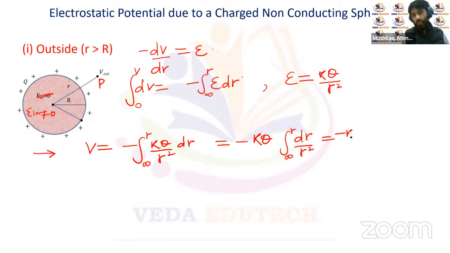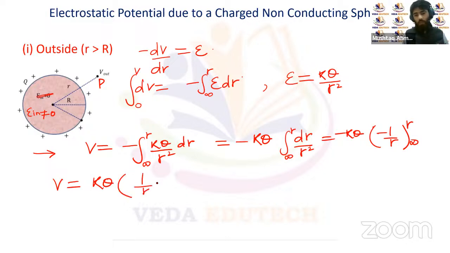That will be equal to minus KQ. The integral of dr upon r square will be minus 1 upon r, with the limits infinity to R. So it will be KQ. Now putting the limits, upper limit minus lower limit, that will be 1 upon R minus 1 upon infinity, and 1 upon infinity is 0. So we get the potential as KQ over R.